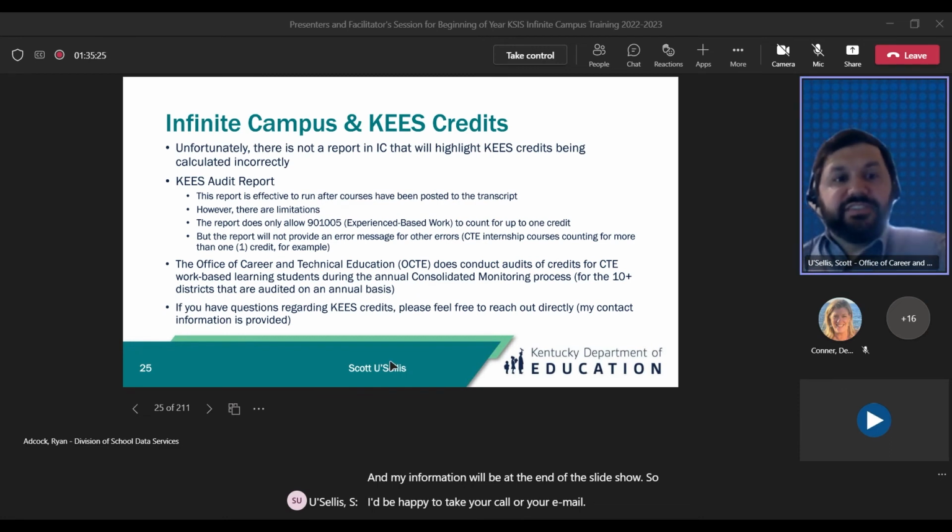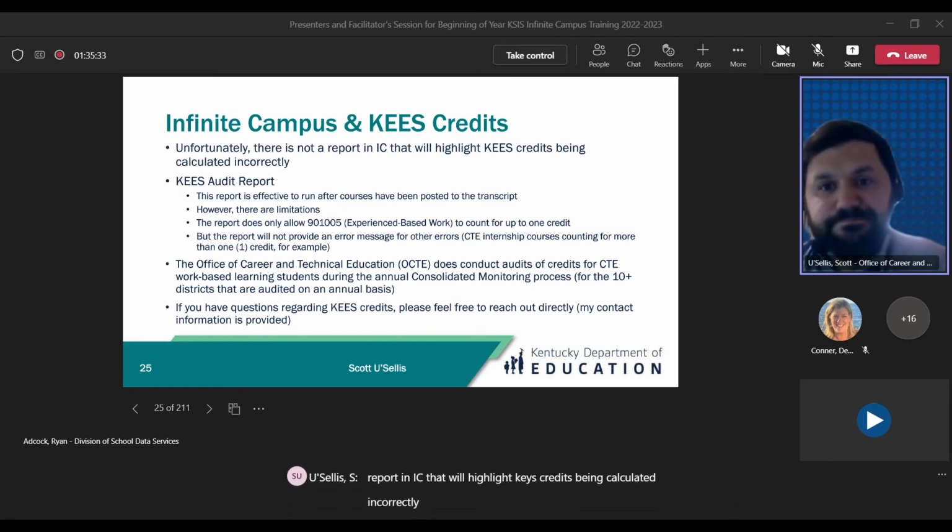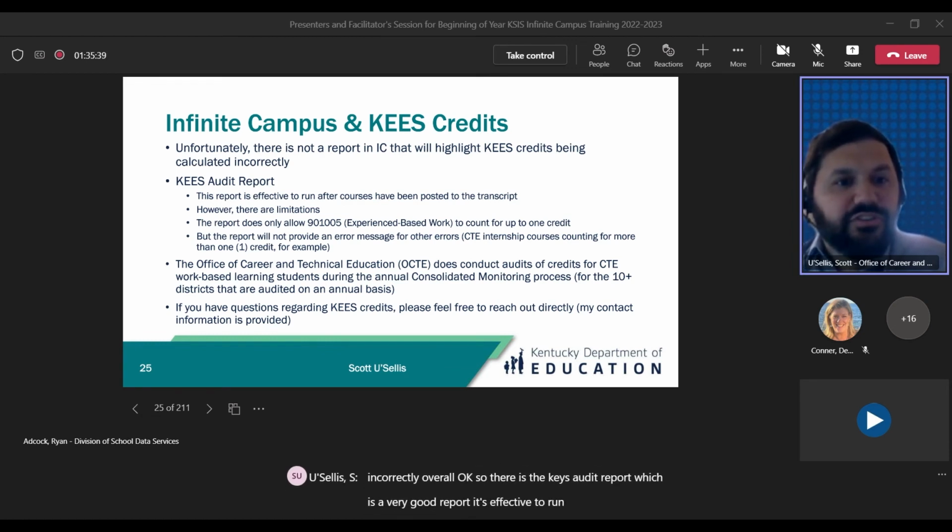Okay, IC and KEYS credits. Unfortunately, there's not a report in IC that will highlight KEYS credits being calculated incorrectly overall. Okay, so there is the KEYS audit report, which is a very good report. It's effective to run after courses have been posted to the transcript, however, and there are some limitations.